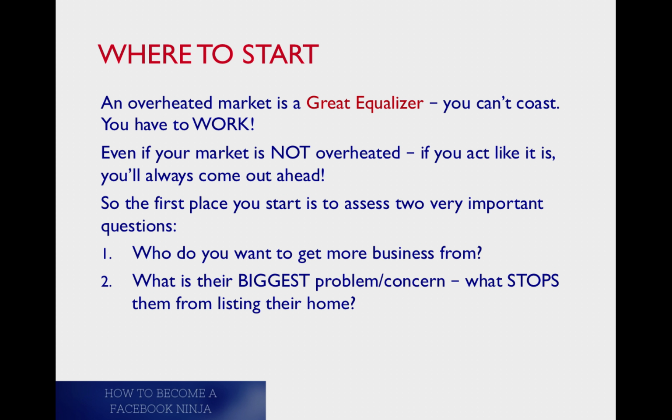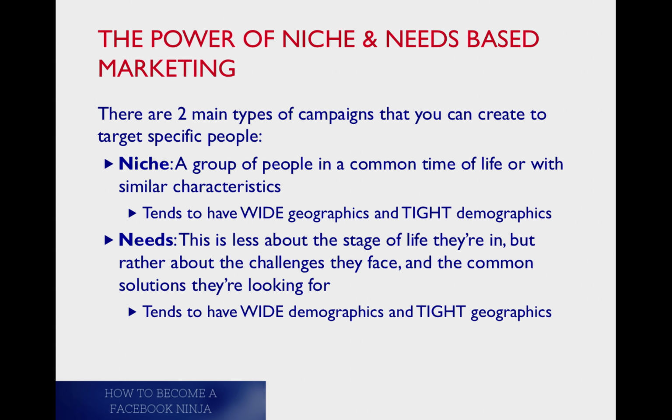And the second most important thing is what is their biggest problem or concern? Like what stops them? If you're looking for listings, what is stopping them from listing their home? What concerns do they have? What information do they need in order to be able to actually make that decision? And once they make that decision to list their home, if you're presenting yourself as the one who's giving them that help and the answers that they need, they're going to be much more likely to choose you. Okay, so who do you want to get more business from, and what is their biggest problem or concern?